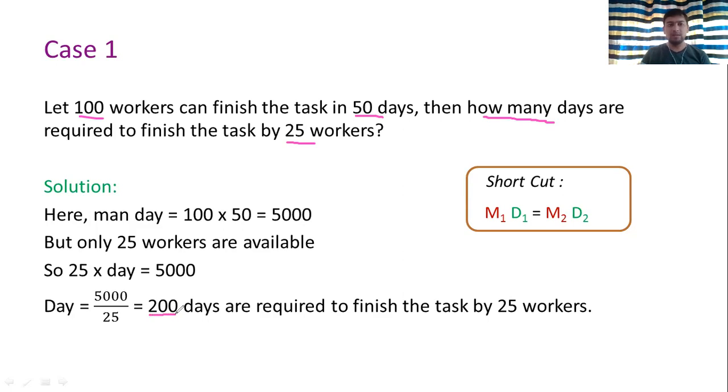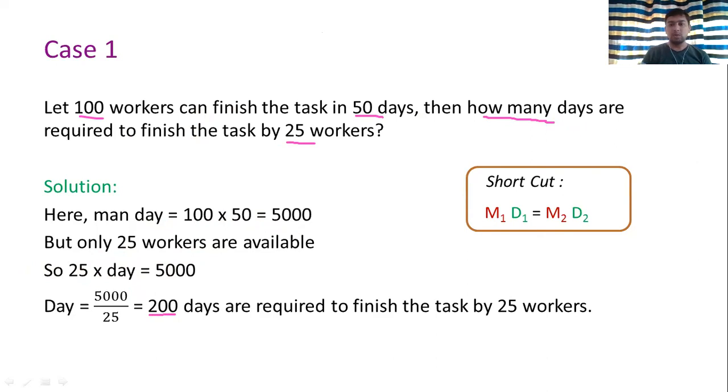It's a very simple concept. What we have done here is man into day, so 100 into 50 is equal to 5000, but only 25 workers are available. What has been asked is how many days are required to finish the task by 25 workers. So 25 into day is equal to what? 5000. So we can calculate the number of days required for 25 workers.